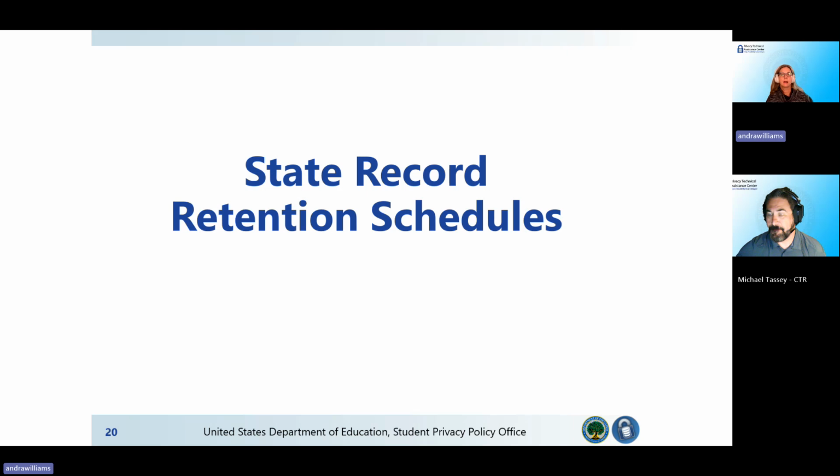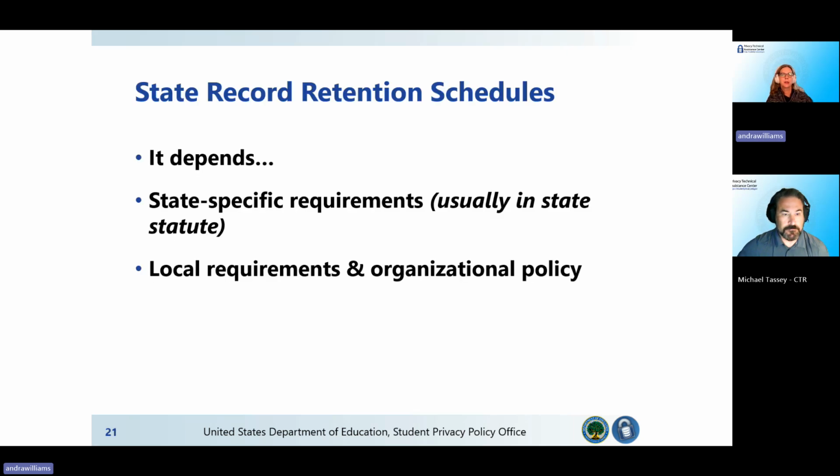All right, so let's talk about state requirements. State record retention schedules are probably going to be the thing you look to figure out how long you can keep your data, how long you have to, as soon as you can get rid of it, all that sort of thing. So if you've ever been to a PTAC presentation, you should know the answer to every question is it depends, right? So record retention varies across states, across types of record even.